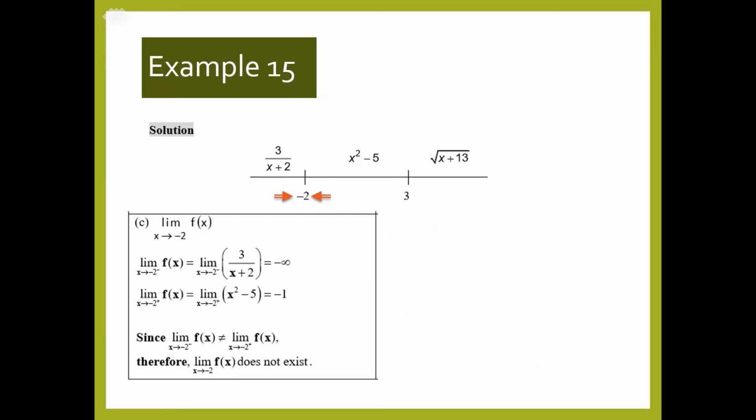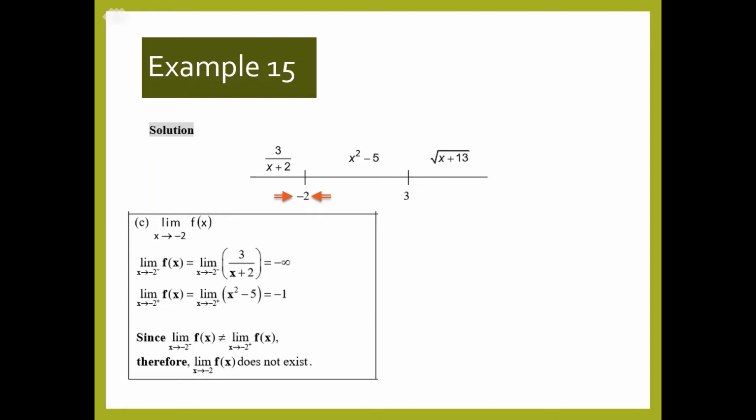For c, there are two functions to be used. For limit from the left, the function is 3 over x plus 2. And for the limit from the right, the function is x squared minus 5. As the limit for both sides are not equal, the limit of fx as x approach to -2 does not exist.